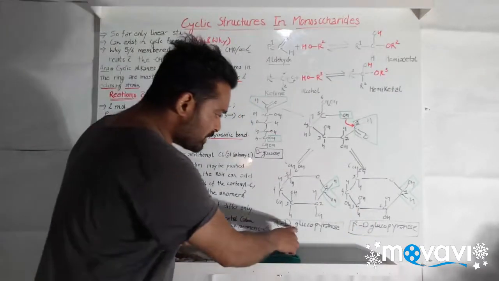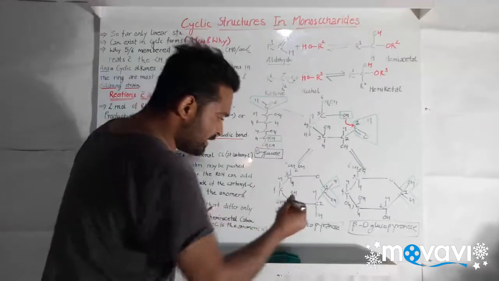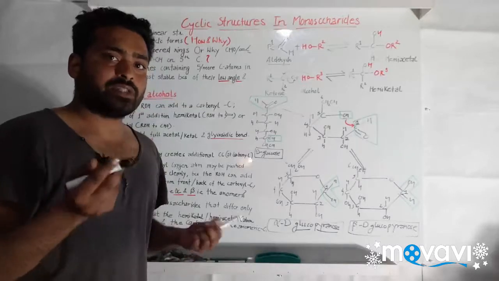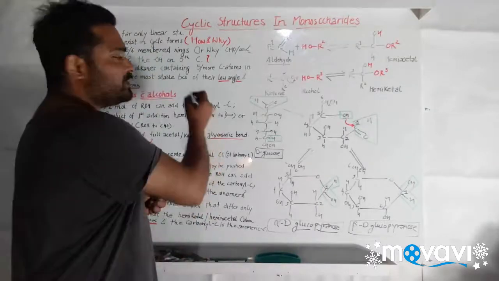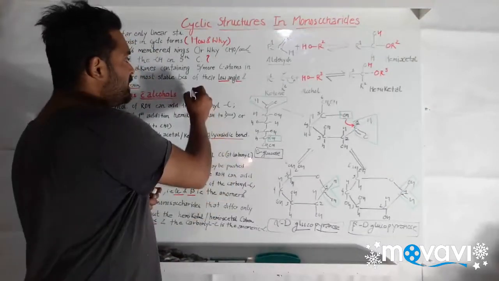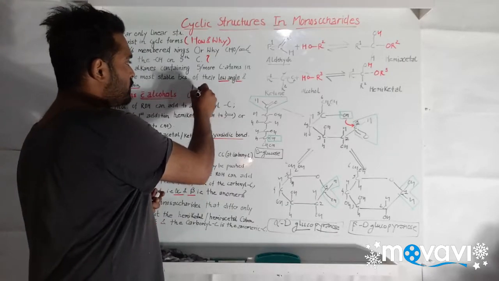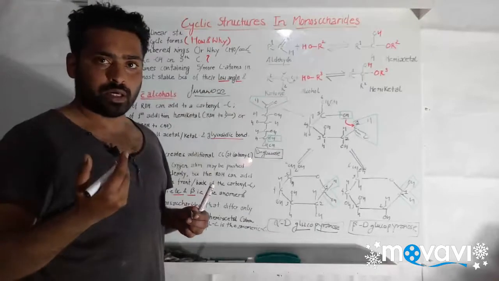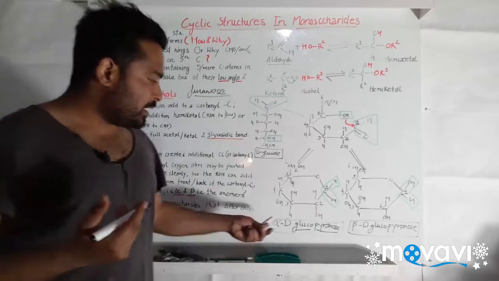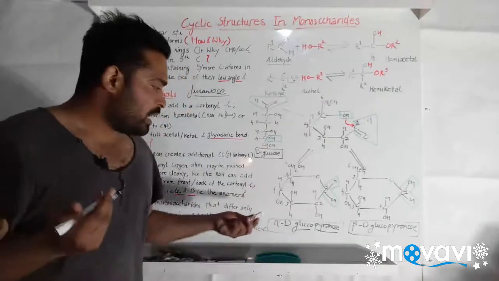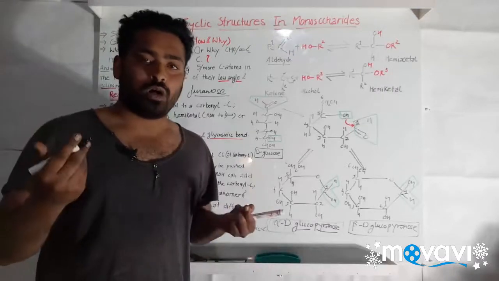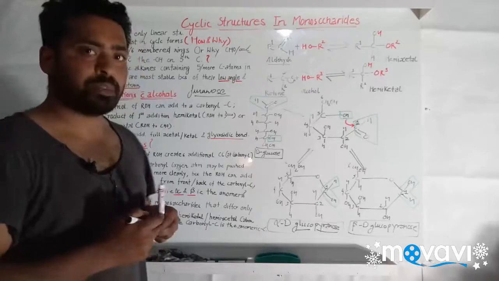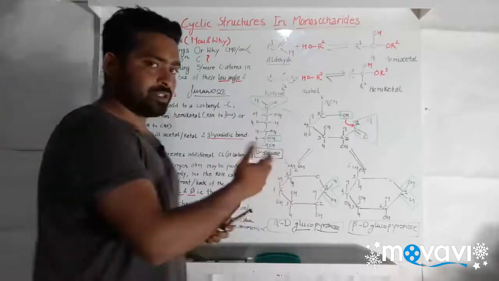Now what is the meaning of glucopyranose? Gluco is for glucose, pyranose means a ring containing 6 atoms, and for the 5-membered ring, like in the case of ribose, it would be furanose. The ring is furan, and the anomer would be alpha D-ribofuranose or beta D-ribofuranose. Like this we can name them.